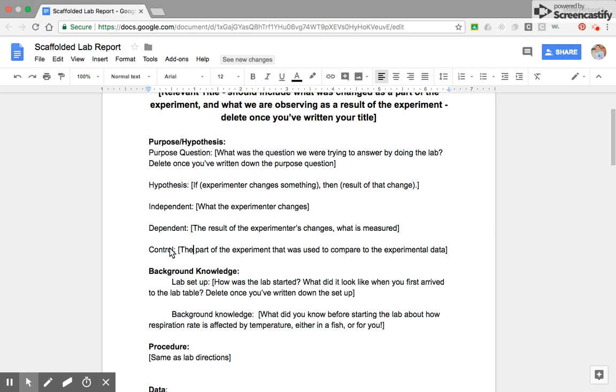The control is essentially kind of opposite of your dependent variable. So what are you doing or what are you using to compare to your experimental data? So your control is opposite your dependent variable. Control is not constant. Just make sure you're very much aware of that.